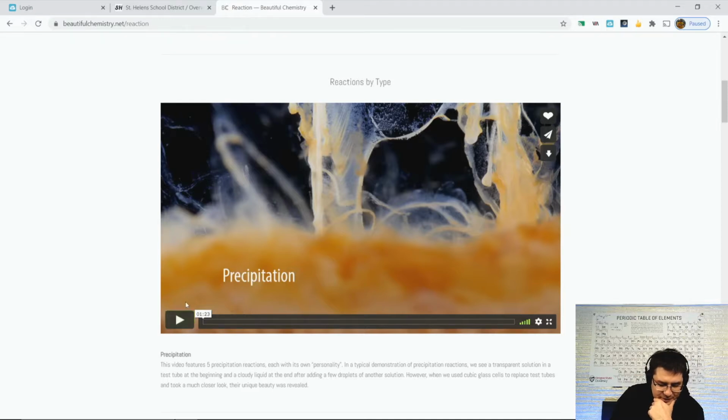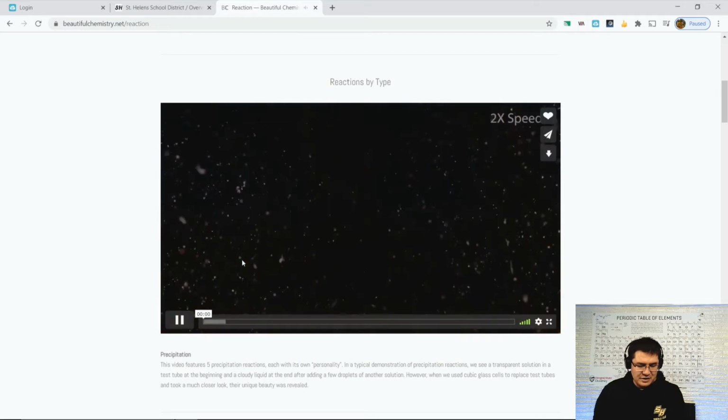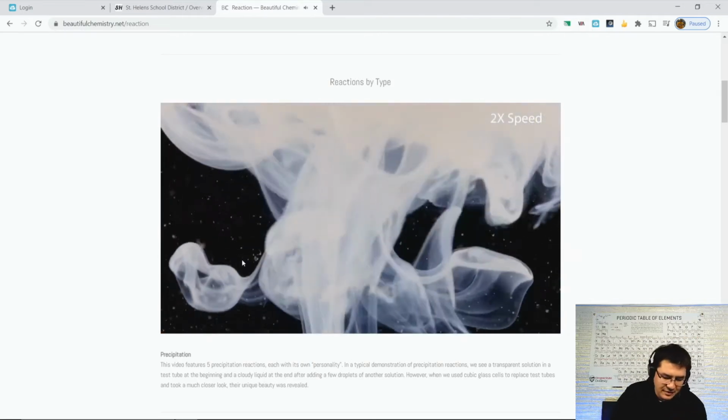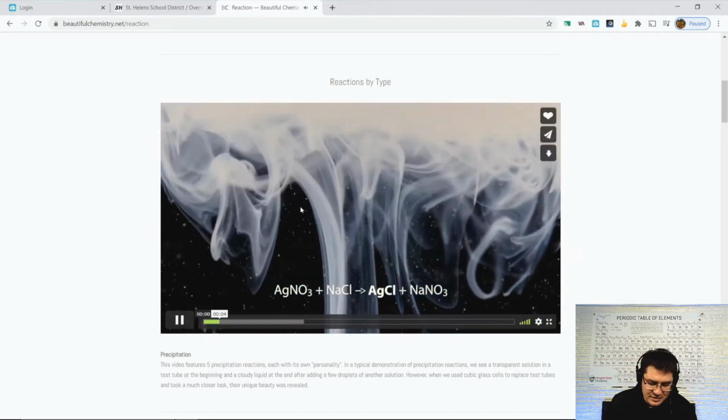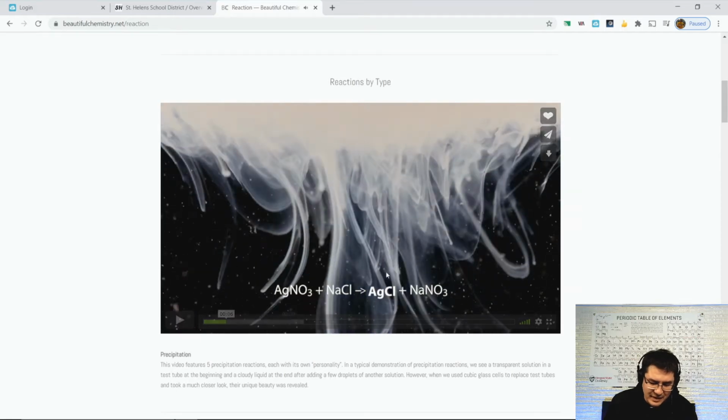But here is a precipitation reaction. So this is two solutions, okay? The black background, it's actually just a clear solution of probably sodium chloride, so table salt. And there's drops of silver nitrate, AgNO3, being added to this solution of sodium chloride. And what happens is this white precipitate forms.